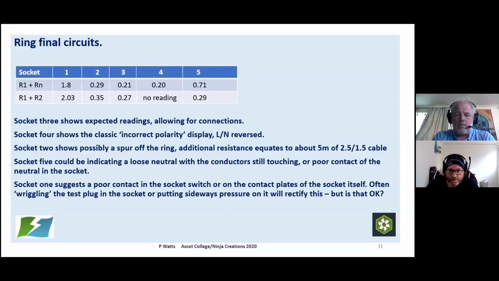Socket 1 suggests a number of things. It could be the switch on the socket is naff, and we do get it sometimes where the switch is completely no good, and you sit there switching it backwards and forwards, and it's going all over the place.